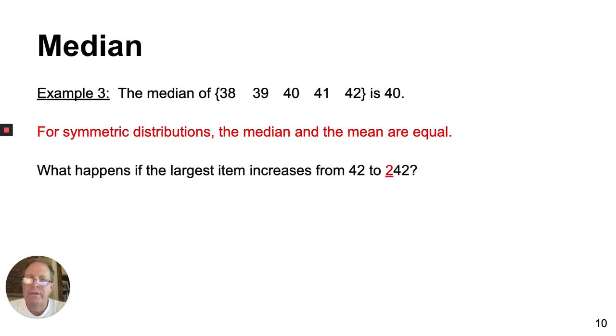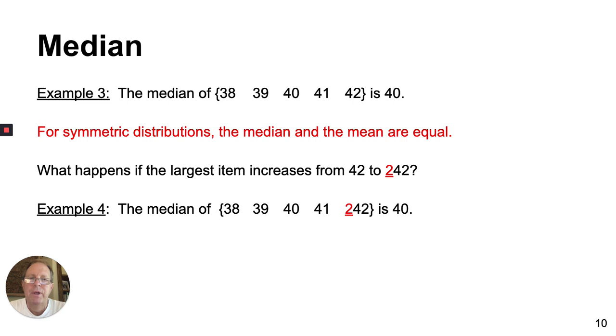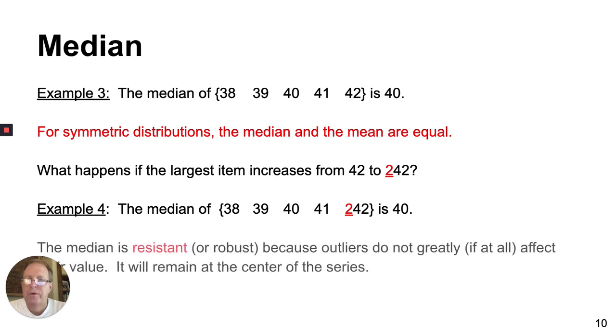What happens if the largest item increases from 42 to 242? What happens to the median? Well, that number 40 is still sitting there right in the middle. So we say the median is resistant or robust because outliers do not have a great effect on the value of the median. It will remain at the center.